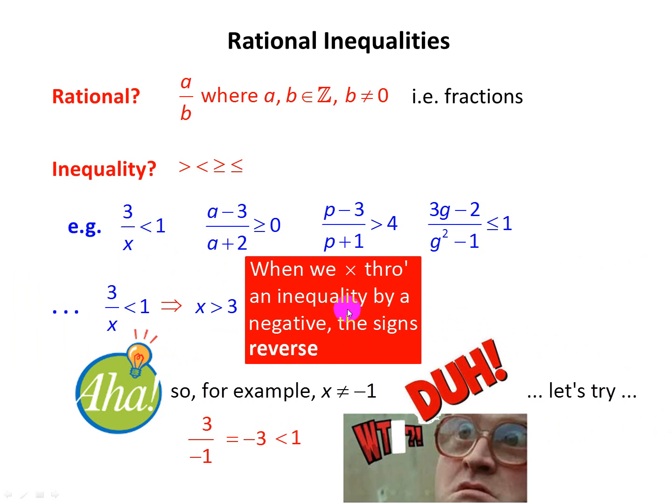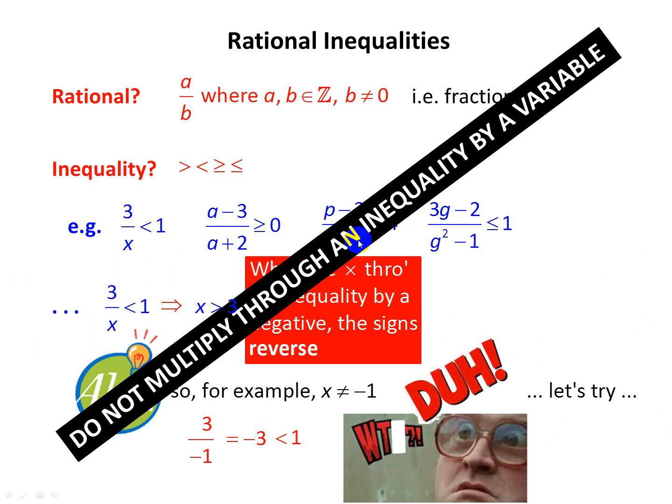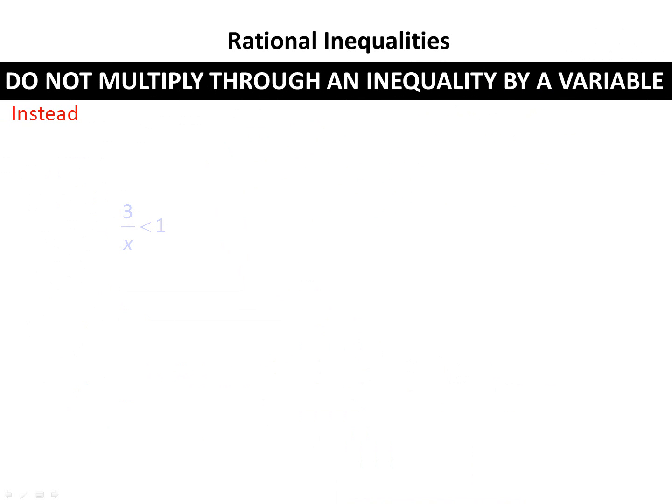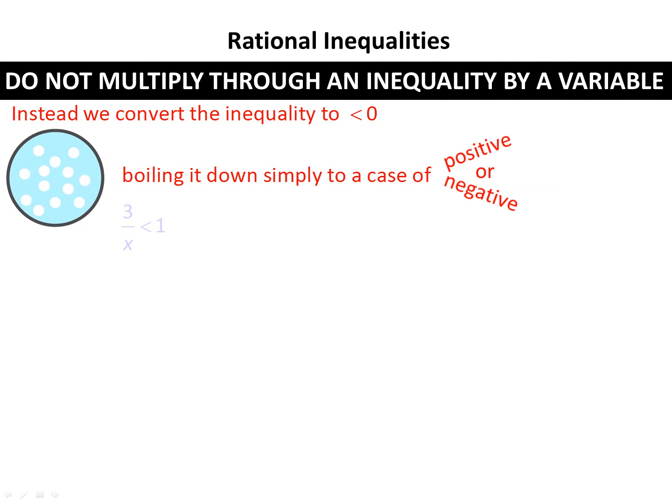When we multiply through an inequality by a negative, the signs reverse. I hope you remember that. So do not multiply through an inequality by a variable, because if you multiply through by a variable, you don't know whether that variable is positive or negative. Instead, we have to do it this way. We convert the inequality to less than 0 or greater than 0. The main thing is we need to have 0 on the right-hand side, boiling it down simply to a case of positive or negative.